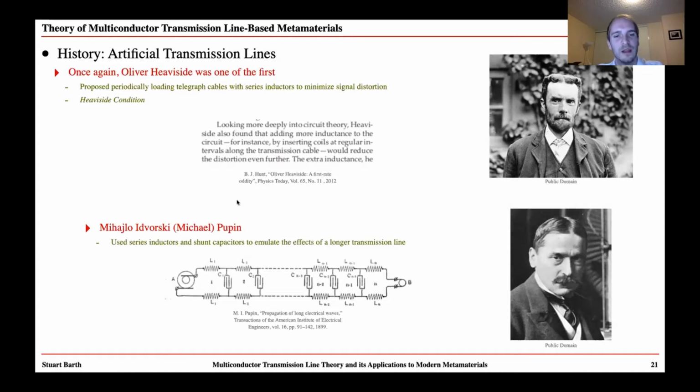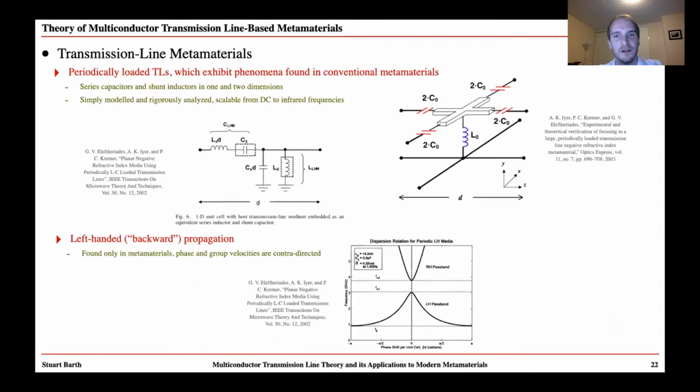Michael Pupin extended this work in not only being the first to patent those periodic loading inductors, which are now called Pupin coils, but he also inserted shunt capacitors into a system of series capacitors and shunt inductors, which he used to model these very long telegraphic transmission lines in his laboratory with physically short lines, so that he could understand the exact mechanisms of phase propagation. And this idea is what's used in the development of transmission line metamaterials.